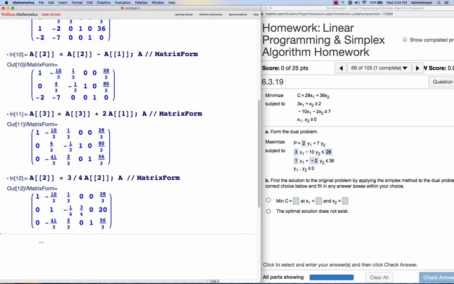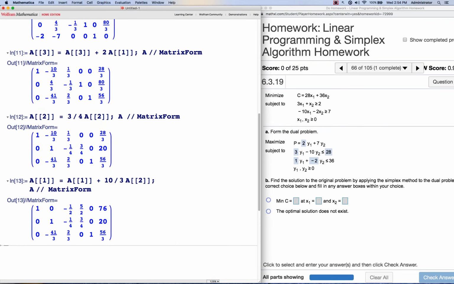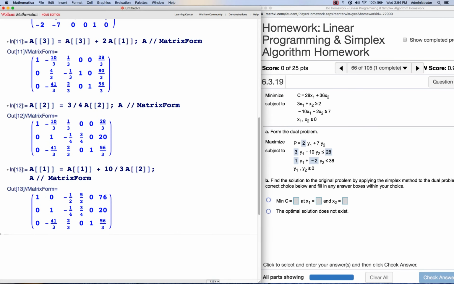Okay, so then we're going to change the first row. The new first row is the old first row plus 10/3 times the second row. And then we have to get rid of that negative 41 over 3. We have to replace it with 0. So we're changing the third row, and that's going to be the third row plus 41 over 3 times the second row.